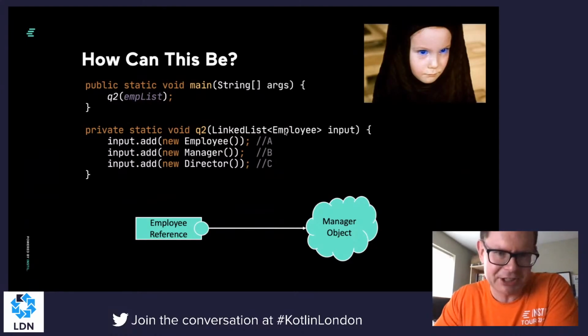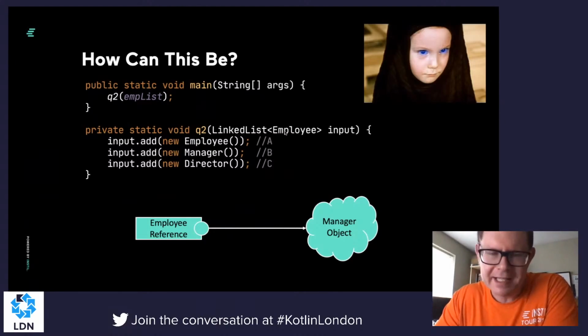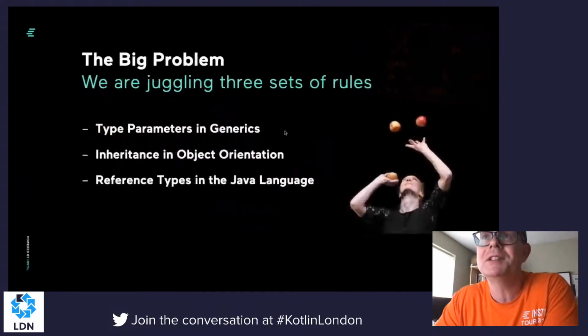Okay, so this is Java, and we're working with reference types. Objects are always accessed through references, and you have the apparent type of the reference versus the inherent type of the object. So the reference can be of type employee, but the object can be of type manager, and so on. And that I find is really the problem with generics.